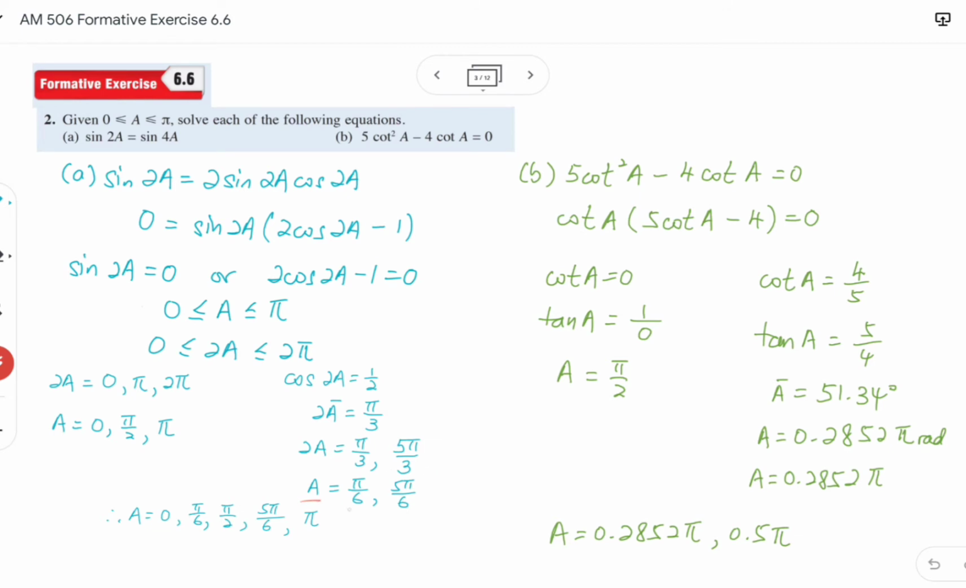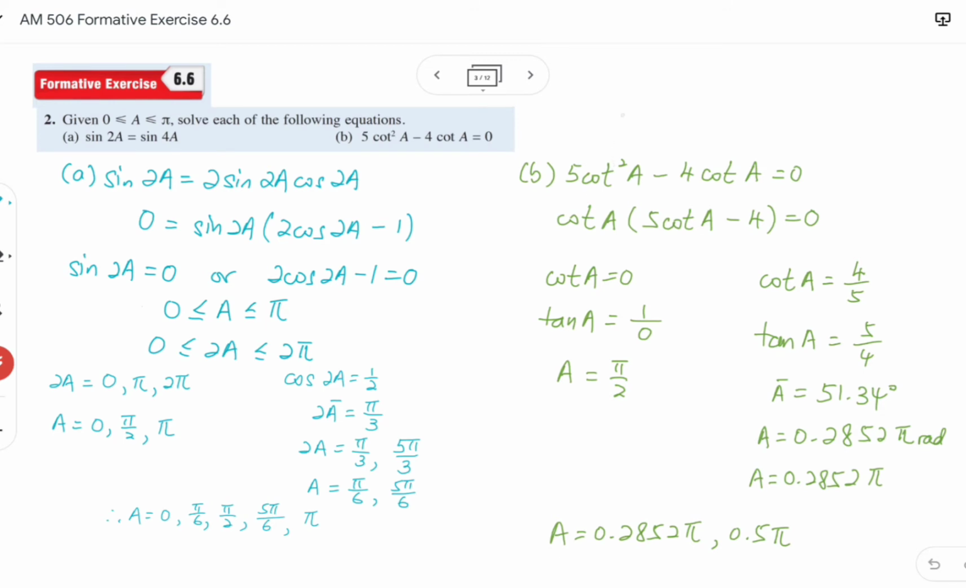So a equals pi over 6 and 5 pi over 6, where we divided pi over 3 and 5 pi over 3 by 2. So with the two sets of solutions here, we combine them and arrange in ascending order. We get a equals 0, pi over 6, pi over 2, 5 pi over 6, and pi.